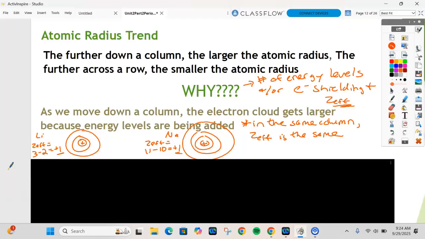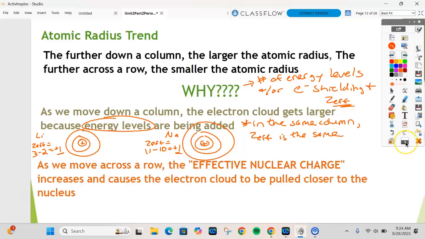So now we need another reason, and that is the energy levels. Okay, so that's how those energy levels work as we go down a column. As we go across a row, the effective nuclear charge, now this is where we're going to use effective nuclear charge, that increases.